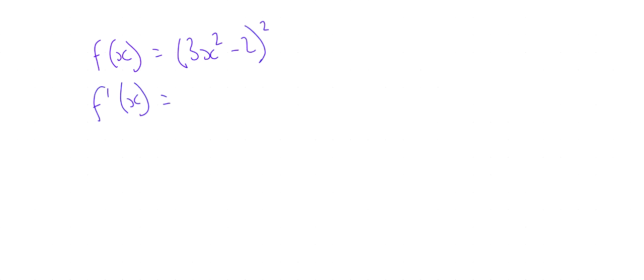Okay, so what I'm going to do is give you a function. F of x is 3x squared minus 2, all squared. And I would like to find the derivative of this function. So what should I do first? Let's expand this out. If I expand these brackets, what do I get? 9x to the power of 4 minus 12x squared plus 4. Good. So that's our function.